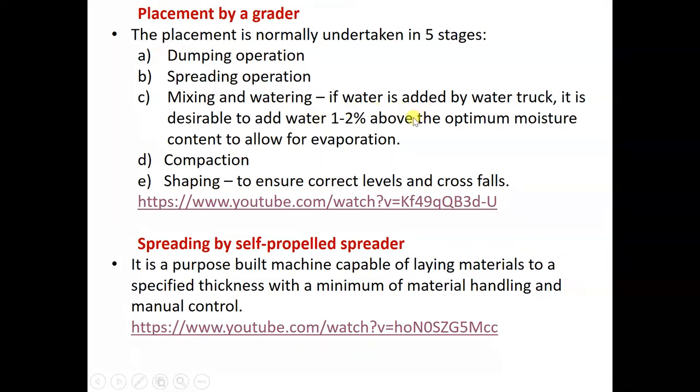Sometimes the water truck will spread some water on it, but usually before the aggregates are carried by the truck to the site, they have gone through some water mixing already, so they premix the aggregate with some moisture, some water. Because we don't want to spread very dry aggregates. Usually it needs to be a bit moist for better compaction. D is compaction, and then shaping to ensure the correct levels and crossfall.